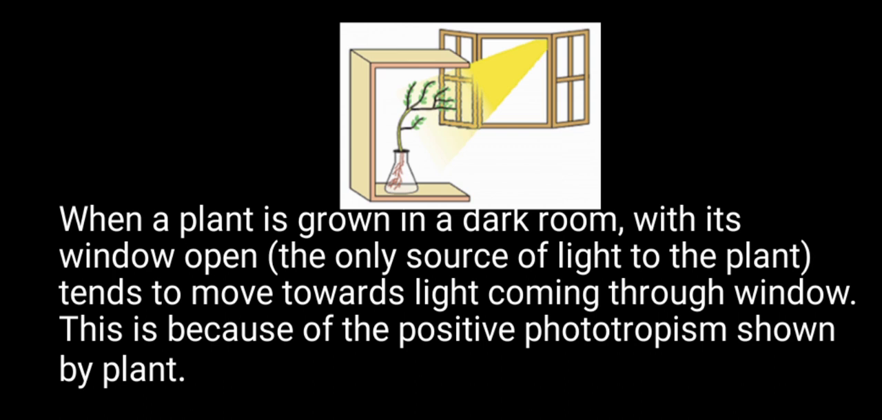Surely there will be a change in the direction, that is, the shoots will grow towards the light and roots will grow away from light. It is because shoots exhibit positive phototropism and roots exhibit negative phototropism. The movement of a plant part in response to light stimuli is called phototropism.